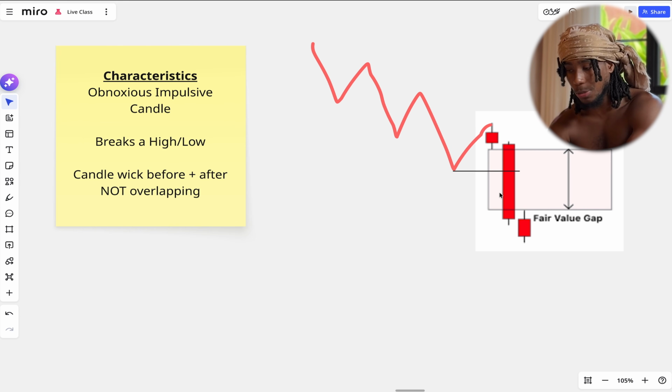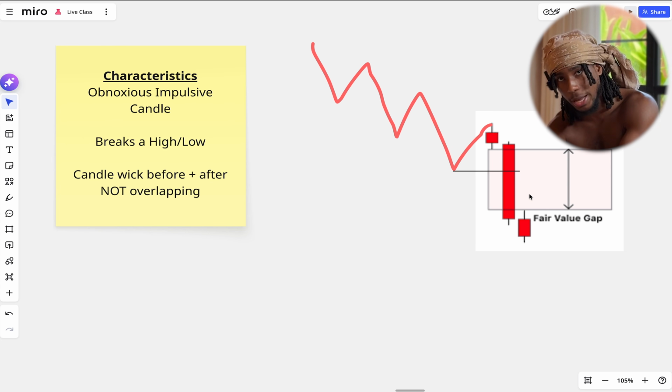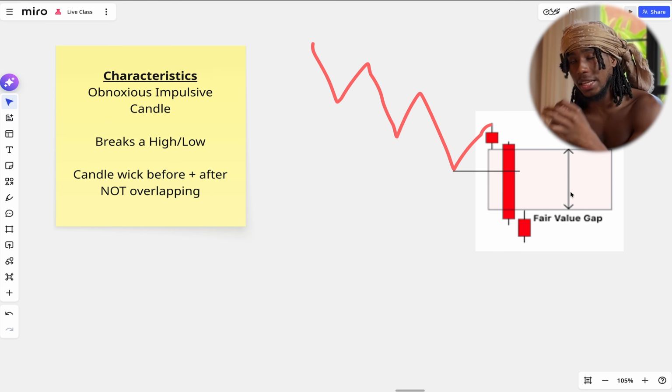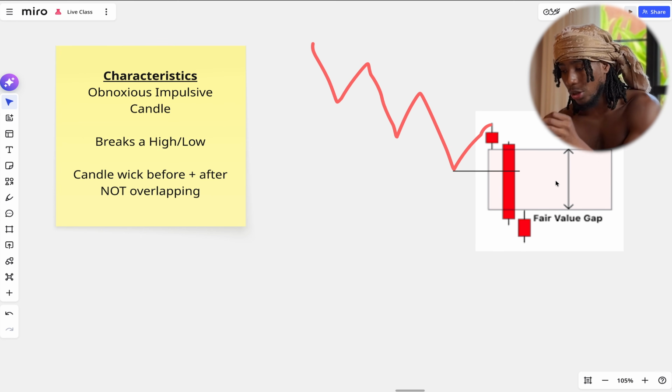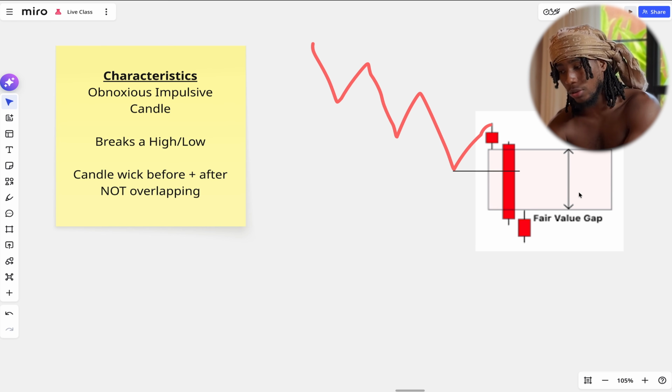After you see this obnoxious candle break past this low, the next thing you wanna do is just make sure that you wait for the next candle to print. That's very important because now we can draw this fair value gap. How we draw this fair value gap is taking the box tool on TradingView, and we're gonna draw it from the wick of the candle before and connect it with the wick of the candle afterwards, and now we have this fair value gap.